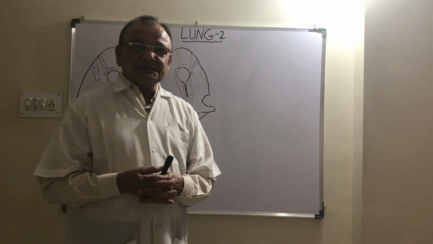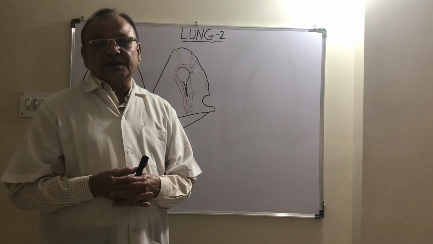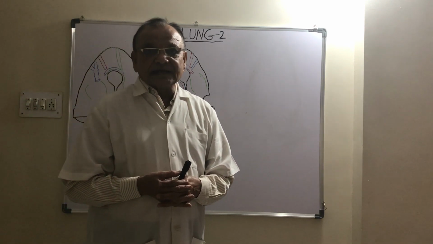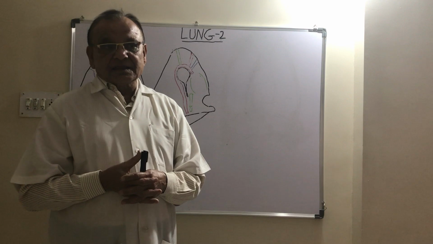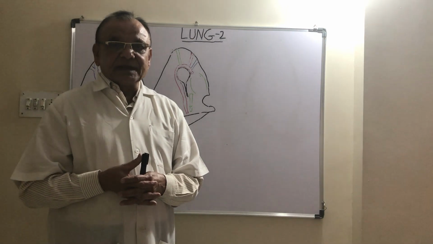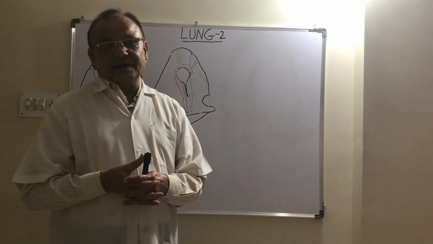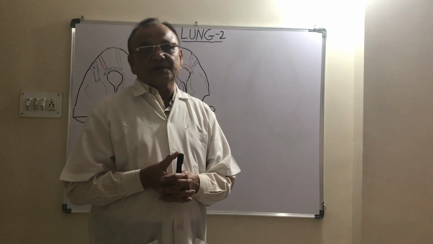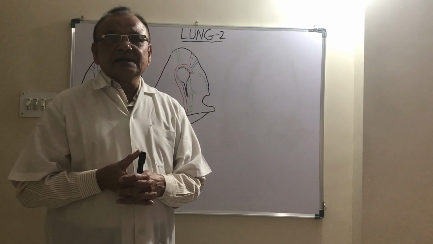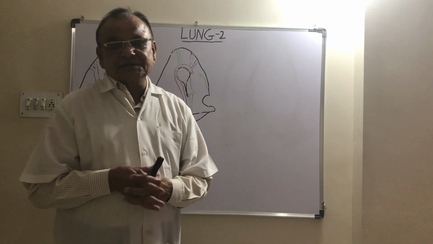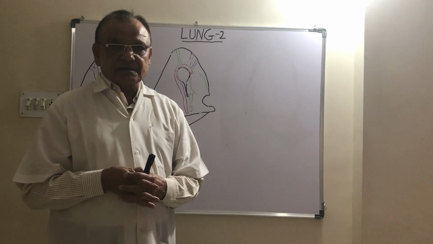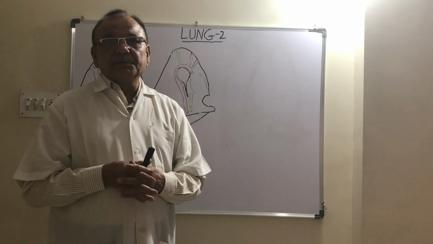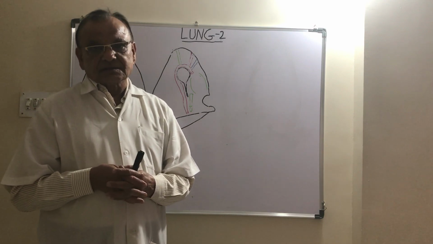The fourth structure passing through the hilus is the bronchial artery. On the right side, there is one bronchial artery, and on the left side, there are two bronchial arteries. Then the next structures passing through are the bronchial veins. Next to it, lymphatics also pass through the hilus.